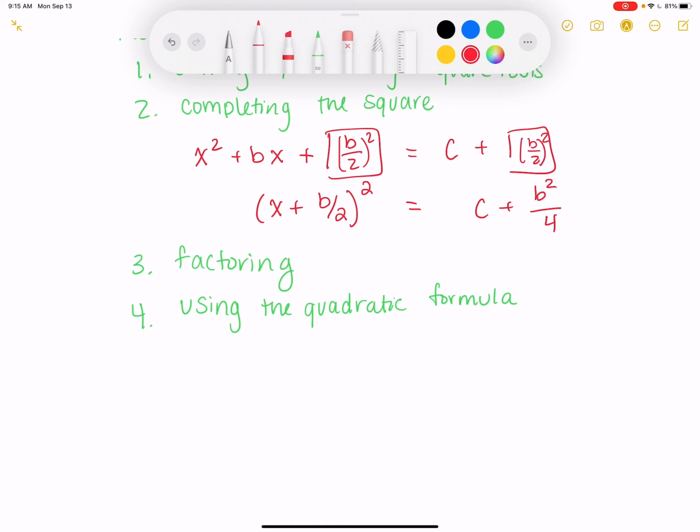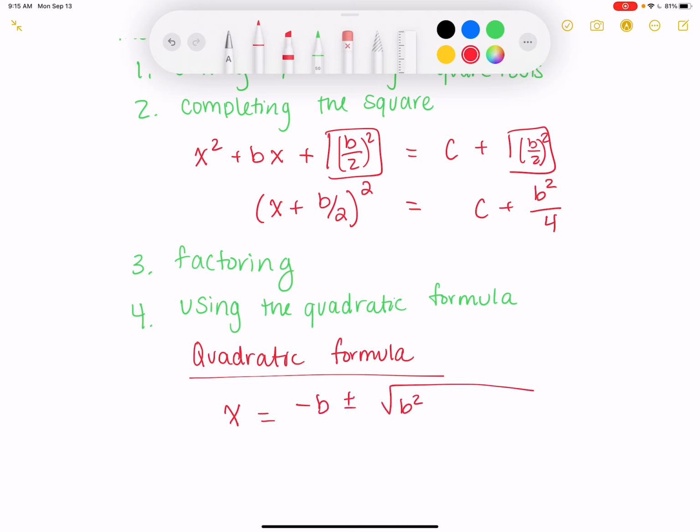So the quadratic formula. I remember that on the worksheet because there were some factoring problems, and I was like, you can't factor this, oh, we need to put in a quadratic formula. x equals negative b plus or minus the square root of b squared minus 4ac all over 2a.